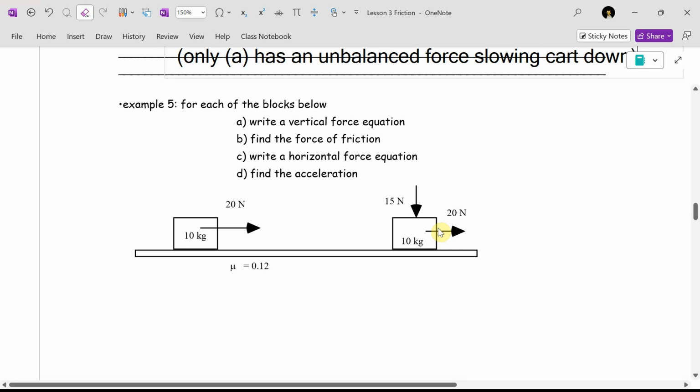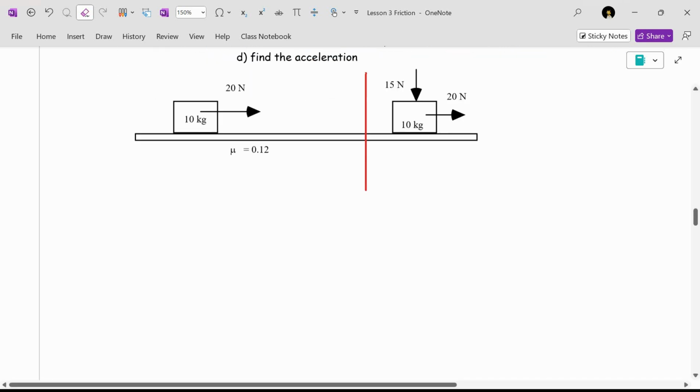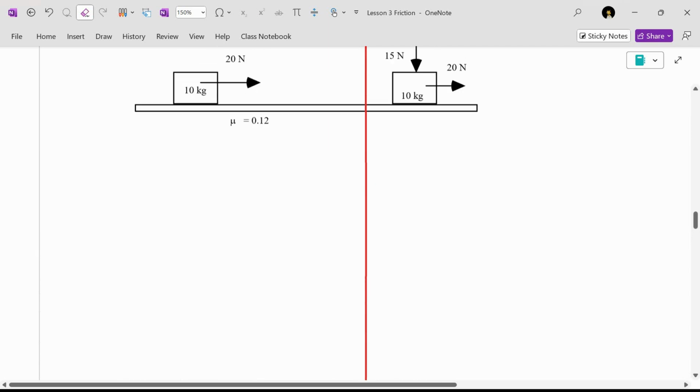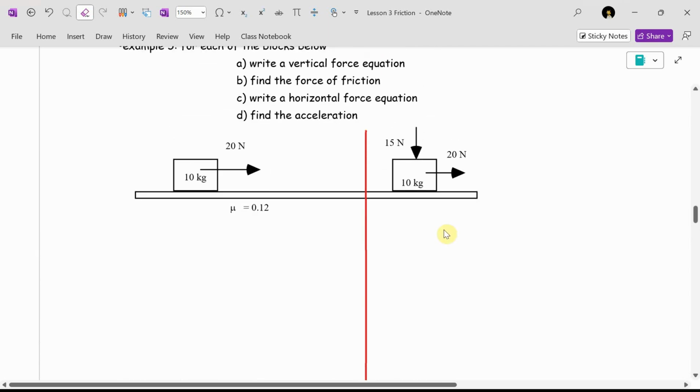Example 5 says for each of the blocks below, write a vertical force equation, find the force of friction, write a horizontal force equation, find the acceleration. You know, the first thing I'm going to do actually is draw a line down the middle of the page so I can do each of these separately. Luke, what does A want me to do? I can't do that because you know what this is a good job for? You know how I should start this out first? What might this be a good job for? So let's you and I do the free body diagrams, plural.